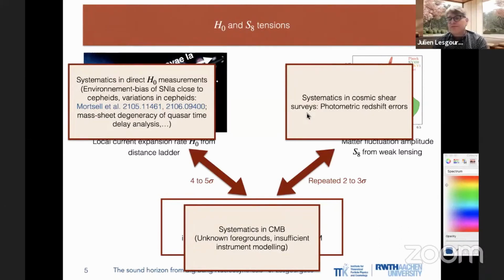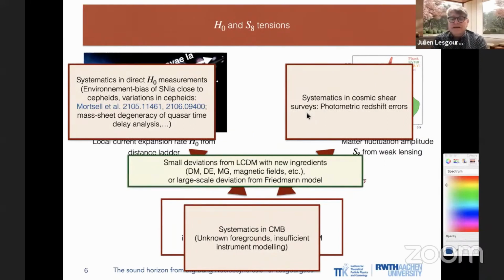So then one thing we should consider is the possibility that these are really indications for deviations from lambda CDM, maybe due to some new ingredients that would have small effects, maybe related to dark matter, which is the topic of this conference. If not, it could have to do with dark energy, with modifications of gravity, with new physics like primordial magnetic fields, etc. Or maybe we have to put in question the Friedmann model on the larger scales, because we don't want to touch the smaller scales, which are so well tested with the CMB. I will come back to this at the end.